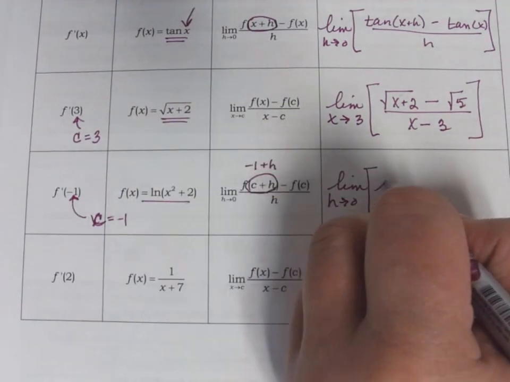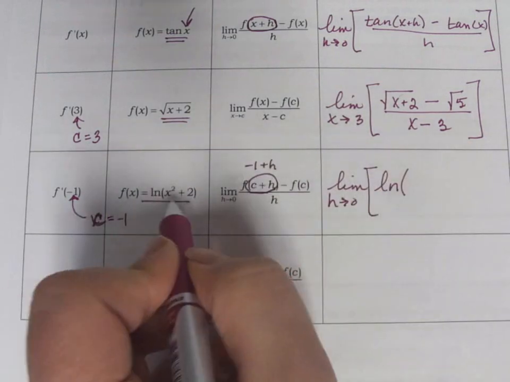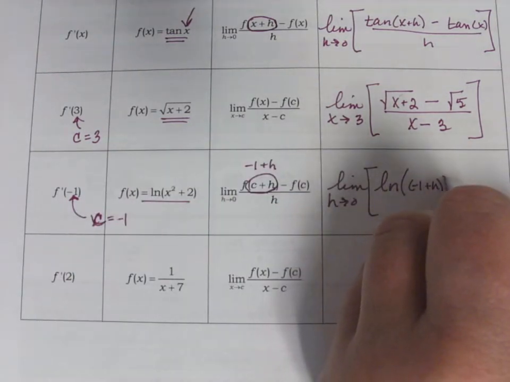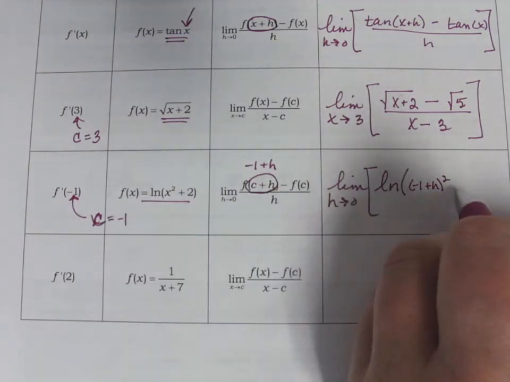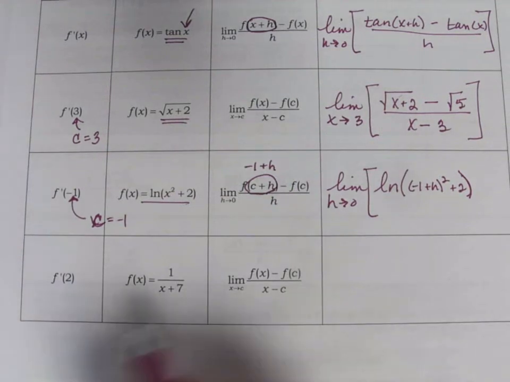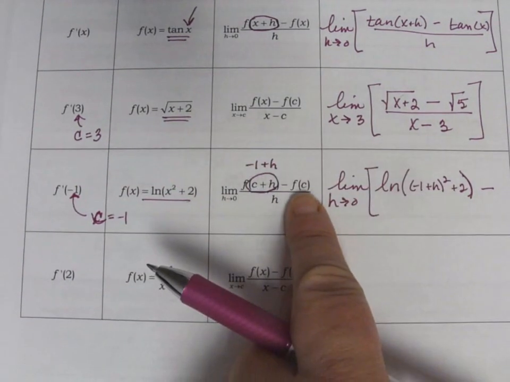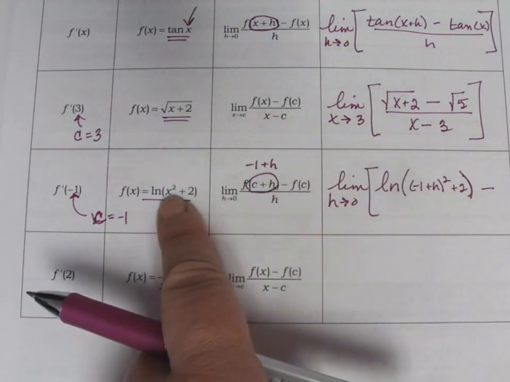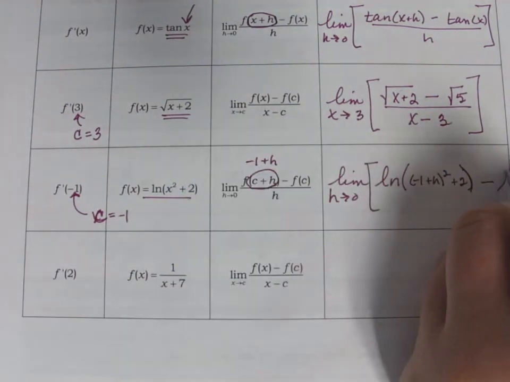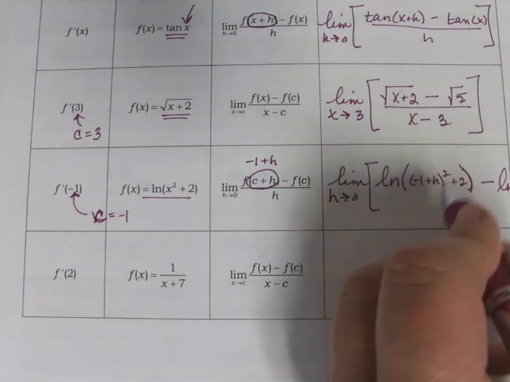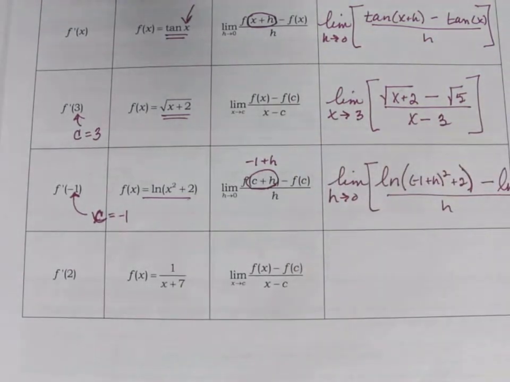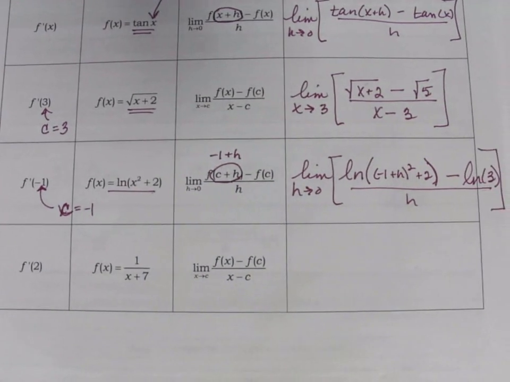So that would be the natural log. Then I'm going to put -1 plus h. I'm going to square it because it's x squared. Then I've got my plus 2. So that finishes out the natural log. Minus, now I'm going to plug in -1 into my function. So that would be 1 plus 2 is 3. So that would be the natural log of 3. And then all over h. Okay.